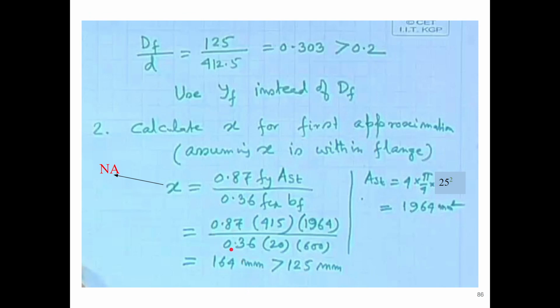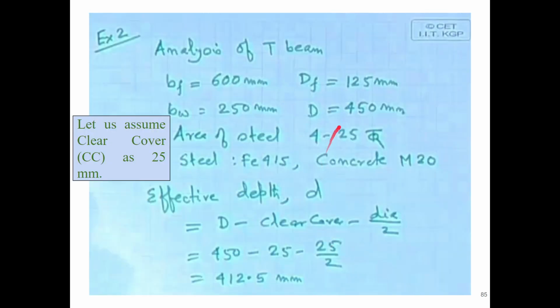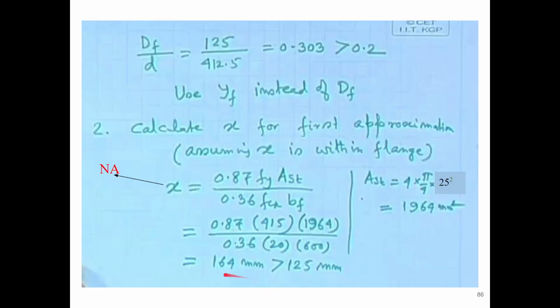But the depth of flange is only 125 mm. So it cannot be 164 mm. That means the neutral axis is not within the flange. That means case 1 is also gone. It is rejected. So it is definitely case 3.